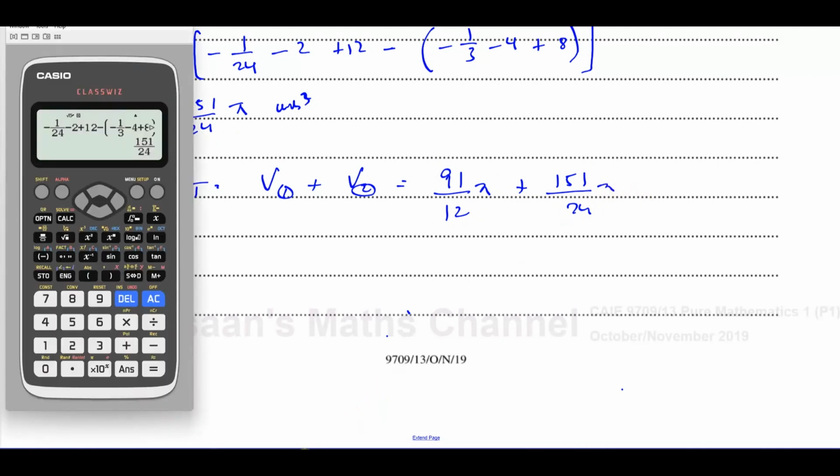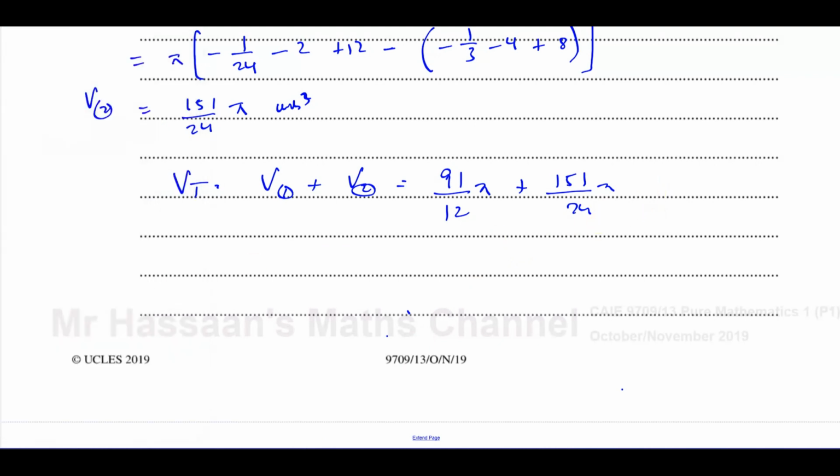So what does that give us? We have that plus 91 over 12. That gives us 111 over 8. That's 111 over 8 pi units cubed. Okay, you can leave your answer like that. That's fine. Let's just check actually.